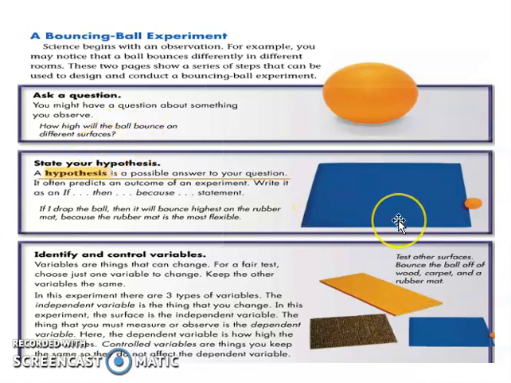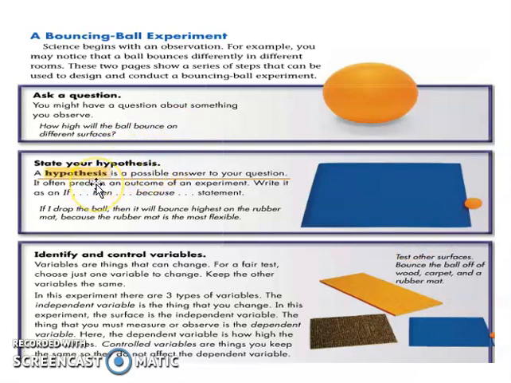What are the materials, or the surfaces, that you're going to use? You have a carpet. You also have a wooden surface, wood, and then a rubber surface. We're also going to use a ball, the same ball for these three surfaces. At the same time, we are going to use a ruler to measure the height of the bounce of the ball. The next step, after asking a question, is to state your hypothesis.